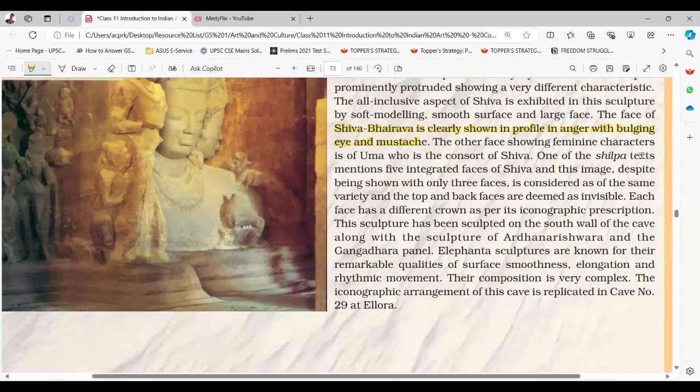One of the Shilpa texts mentions five integrated faces of Shiva, and this image, despite being shown with only three faces, is considered the same variety, and the top and back faces are deemed invisible. Each face has a different crown as per its iconographic prescription.